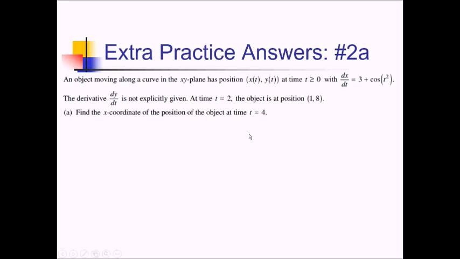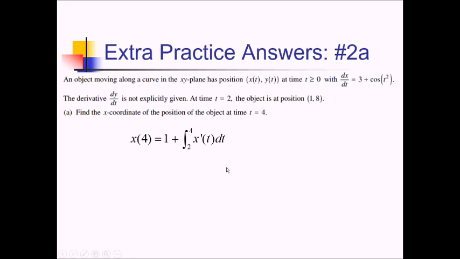So we essentially need to use the fundamental theorem here. We have an initial x value of 1. If I want to know x of 4, I need to take that 1 and add to it the total change between times 2 and 4. So the integral from 2 to 4 of x prime of t dt.